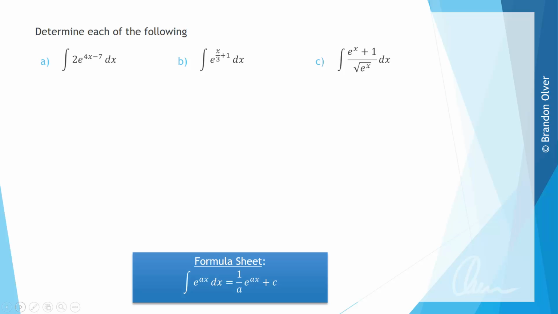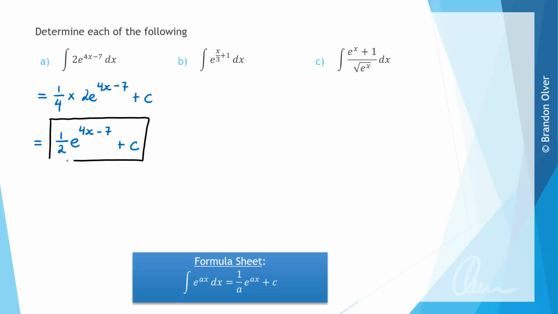For part A, we have the integral of 2e to the power of 4x subtract 7, and we want to integrate that with respect to x. Following our formula, this will be equal to, and we multiply by the reciprocal of the coefficient of x, a quarter multiplied by 2e to the power of 4x subtract 7, plus c for the constant of integration. We can clean this up slightly, as a quarter times 2 is a half. So we have a half e to the power of 4x subtract 7 plus c. That will be our answer for part A.